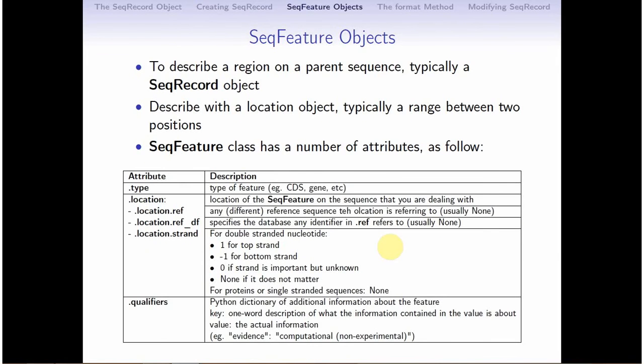So what does the sequence feature look like inside the GenBank file? What is it about? It describes a region on the parent sequence, typically a sequence record object. It describes the location of the object, typically as a range, and this feature class has a few other attributes, so it's another class already. So you know that a sequence record has the attribute features, and this feature has another sub-attribute which contains all these.